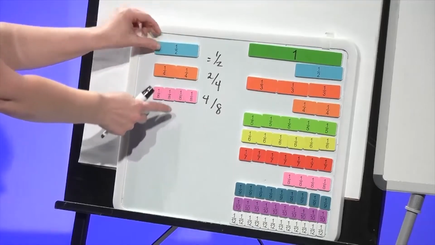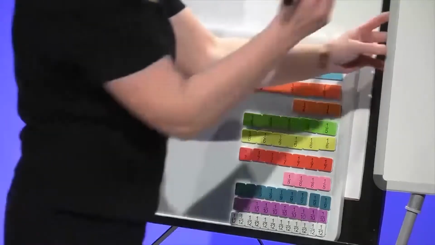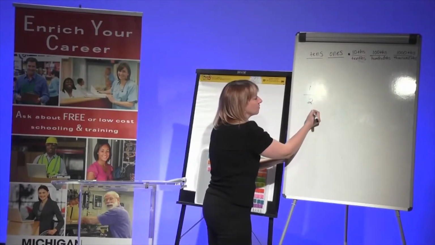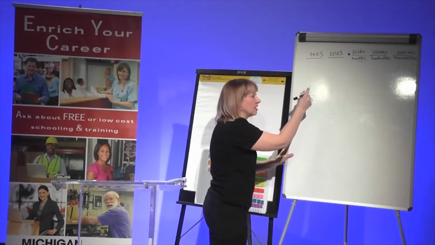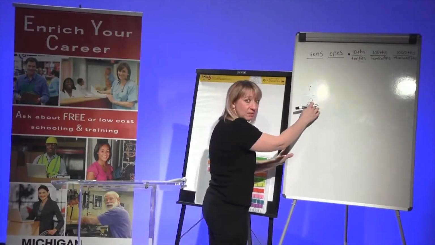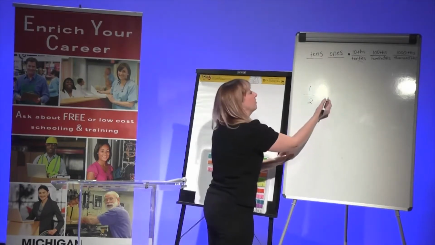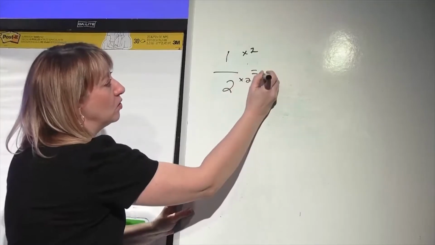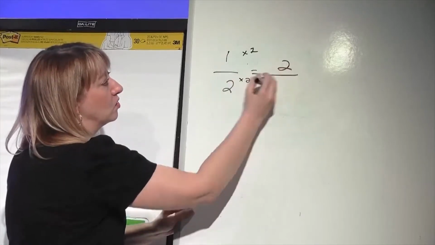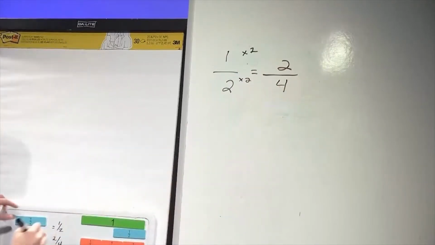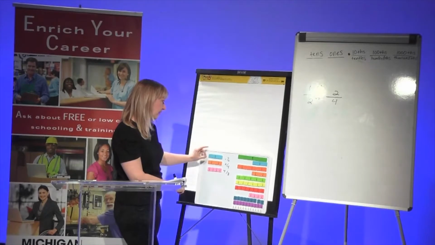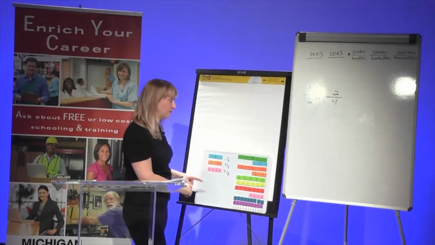They're all equal. So if I start with 1/2, as long as I multiply the numerator and denominator by the same number, I'm finding an equivalent fraction. If I multiply top and bottom both by 2, I get 2/4. Again, 1/2 is the same thing as 2/4. They are the same exact size. It's just that this one is divided into more pieces.